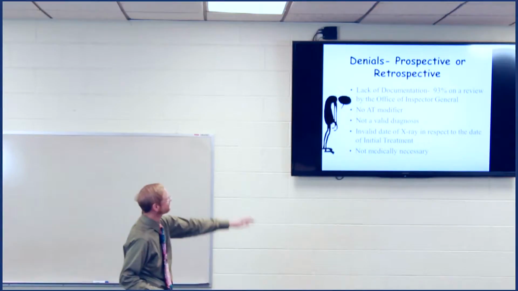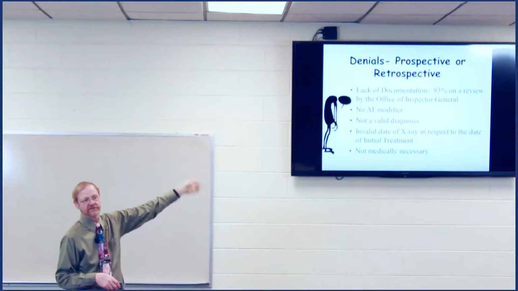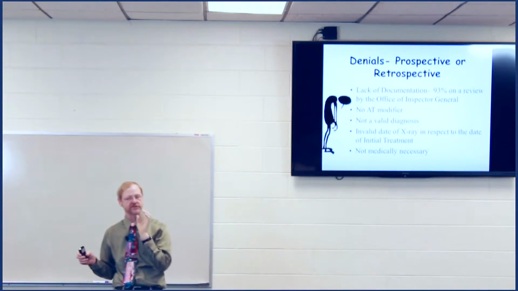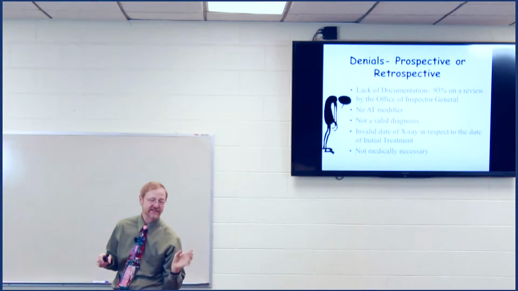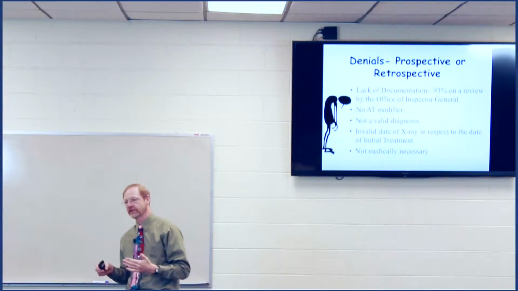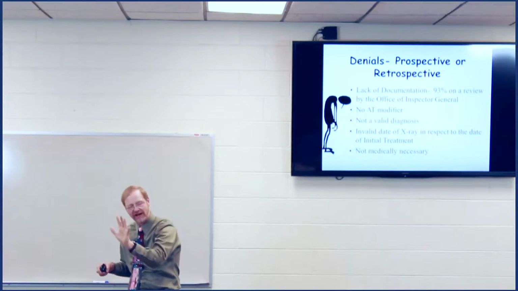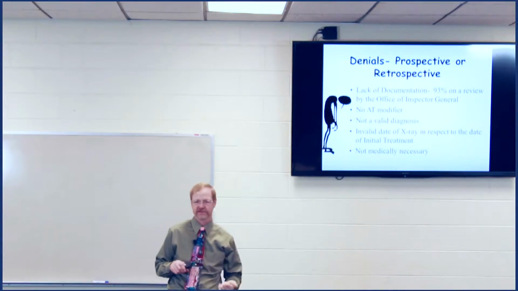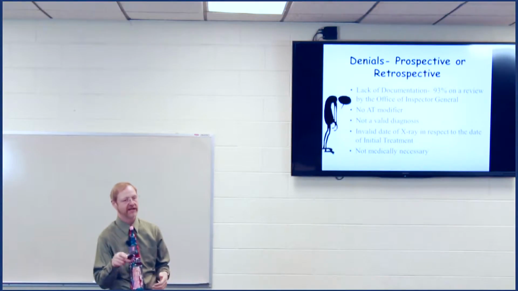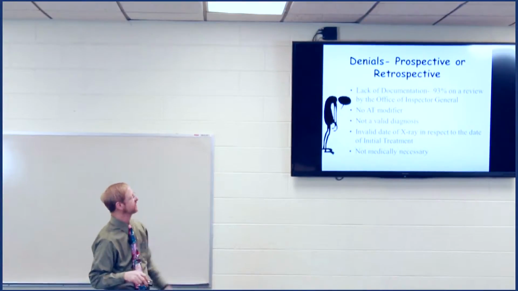Okay. All right. No AT modifier, everybody's over that. Not a valid diagnosis. What's a valid diagnosis? It's on the local coverage determination. If it's an invalid date of x-ray, you can have an x-ray as long as it's within a year of the date of first treatment. Really, if there's a permanency like a spondylolisthesis or a scoliosis, it's good for 5 years. But if you have it from 5 years, you have to send in your documentation every time. So I either do a physical exam or I retake the x-ray if they're more than a year under care. Or not medically necessary, you know all those definitions.